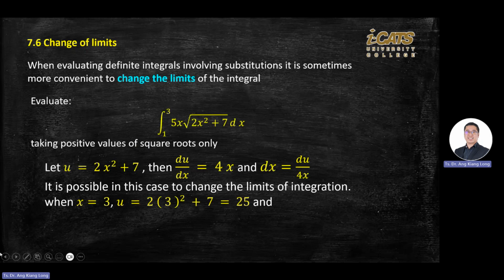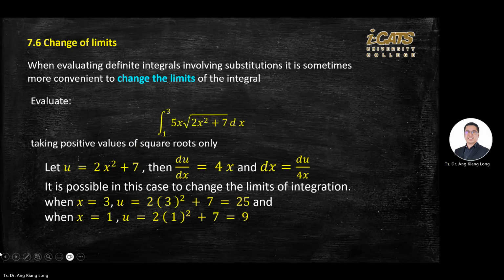So when your x is 3, what happened to u? When your x is 3, you substitute your 3 here: 2 bracket 3 power 2 plus 7. You arrive at 25. Meaning your x value 3, your u value becomes 25. And when your x is 1, you substitute into this equation, your u is 9.